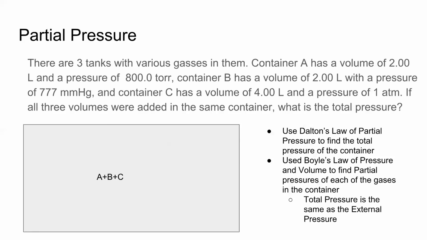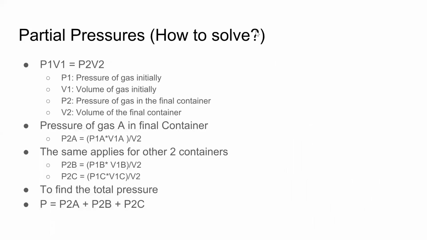It's 8. So, in order to solve the partial pressures, we use Dalton's law of partial pressures to find the total pressure of the container. We use Boyle's law of pressure and volume to find the partial pressures of each of the gases in the container. Do note that the total pressure is the same as the external pressure. So why don't we go into solving this a little bit? How to solve it?